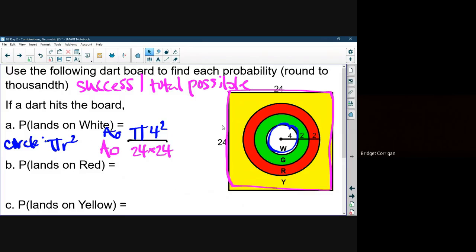Okay, so what's the probability it's going to land in that circle out of the entire dartboard? So when you evaluate that, you do 16 times pi and then divide it by 24 by 24. And that is going to be 0.087. So if you want to put that in your calculator and check it, make sure you got it right. 0.087 should be your answer.